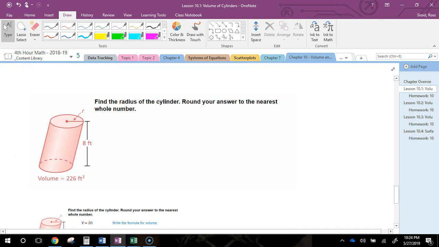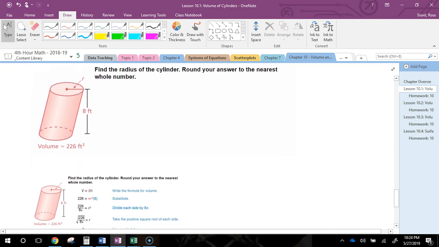Alright, so last one we're doing, find the radius of the cylinder. Round your answer to the nearest whole number. Once again, same procedure, nothing's changing. Volume equals base times height. And what do I know? I know base is pi times radius squared. My radius is unknown. That is what we are solving for. So I would say my height is 8 feet.